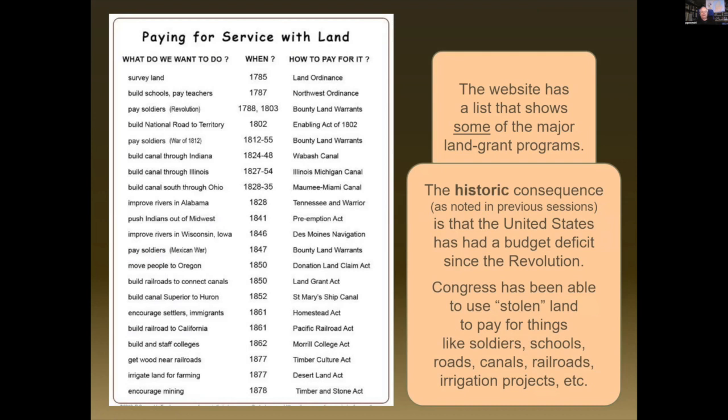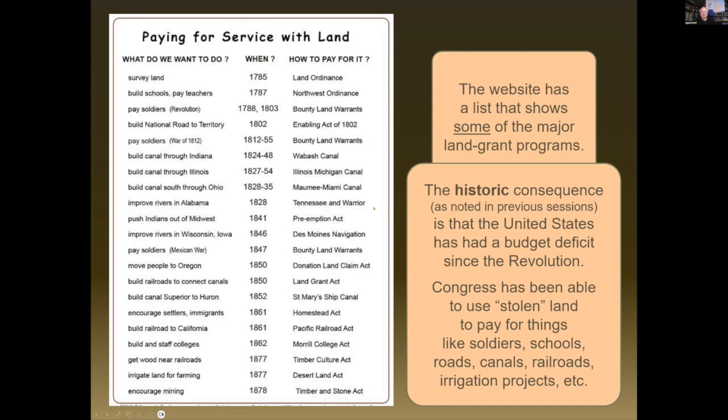And we mentioned last time that come the middle of the 20th century, FDR didn't exactly invent deficit spending. What he did was run out of land. And when he didn't have any more land to pay for it, then he had to start raising taxes. And we got things like the income tax.